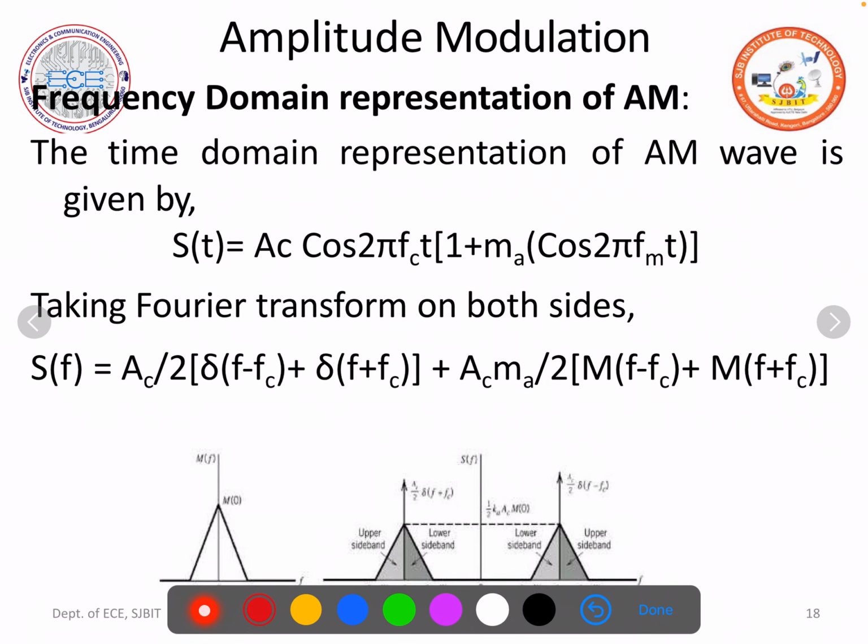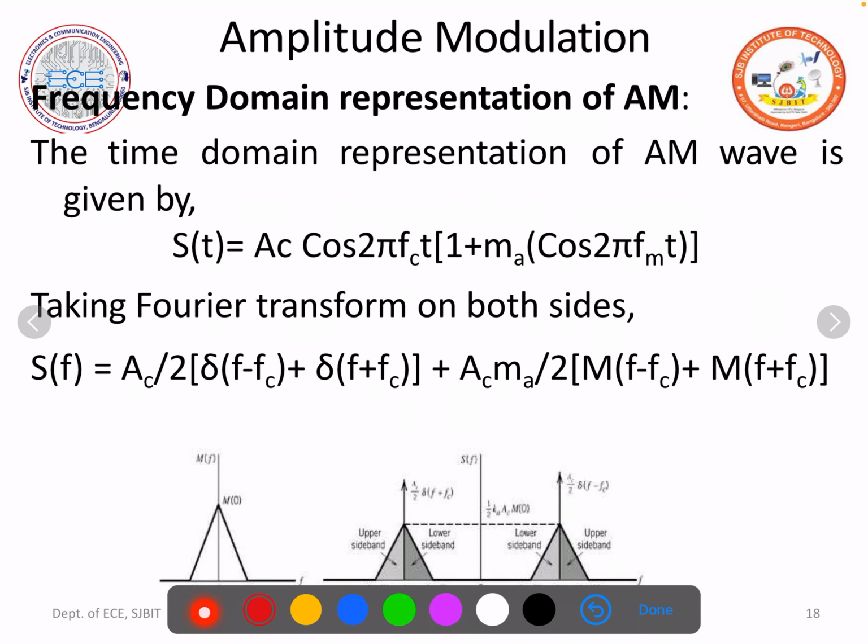So when we use the time domain representation, that's how we see the equations. Next, the amplitude modulation in frequency domain representation. So in frequency domain, whatever the equation we have in the time domain representation, we take the Fourier transform on both the sides. Then we will get the frequency domain of the signal.